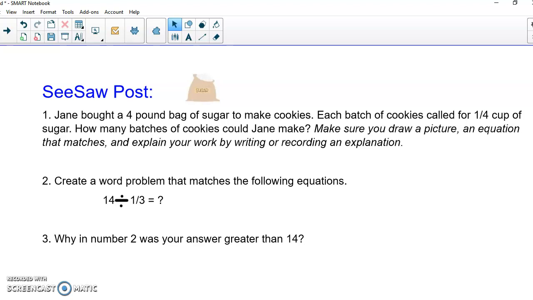Number 2, I want you actually to create a word problem that matches the following equation: 14 divided by 1/3. And number 3, look back at question number 2. Why in number 2 was your answer greater than 14?